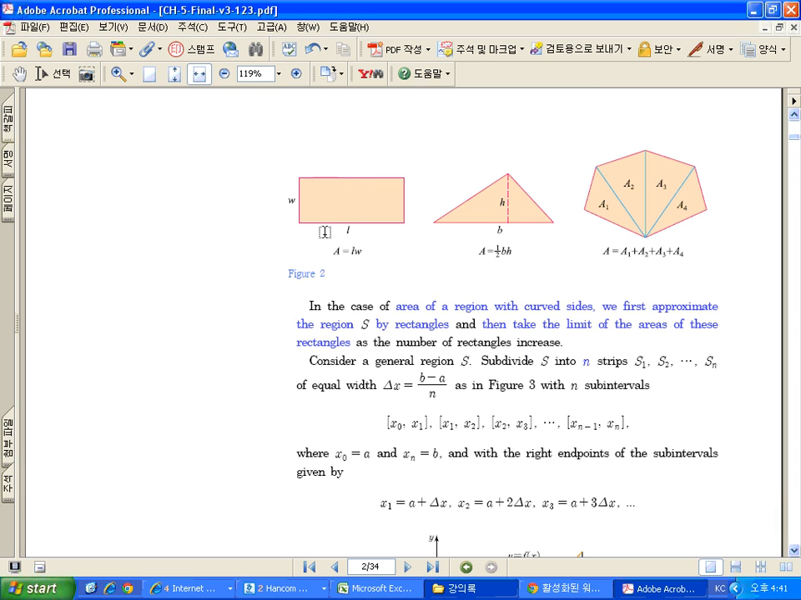If you know how to find the area of a rectangle, then you can divide up a polygon into a bunch of triangles, find the area of each piece, and add up to get the whole area. That's the way that you have learned.